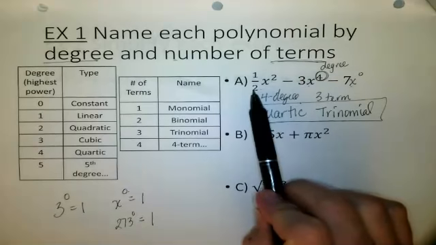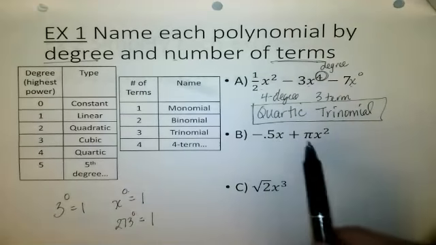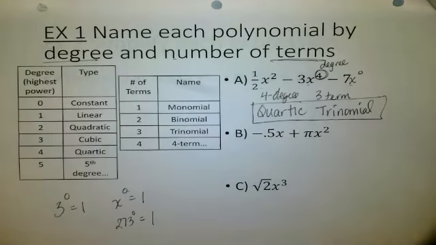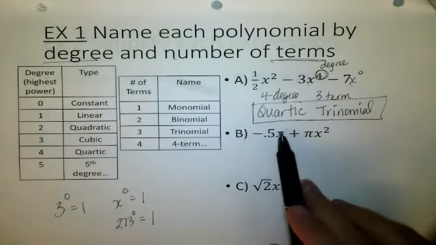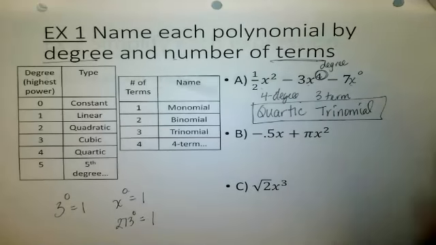You can see I put lots of different coefficients on here. We've got a -3, we've got a 1/2. Coefficients can be anything, decimals, even irrational numbers like pi and radical 2. It doesn't matter what the coefficients are. If it's a real number, then it's fine. As long as the powers are nice, normal, whole numbers, 0, 1, 2, 3, 4, 5, that sort of thing.